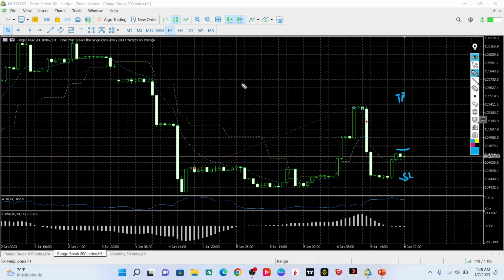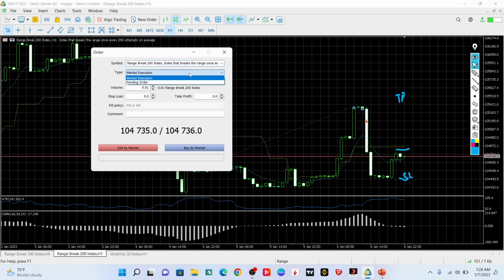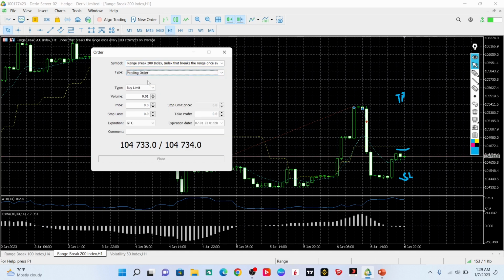So you press F9 to get the menu for trading. So F9, you get this order panel. You go to type of the market you want to place. You want to place a pending order. So this order will be filled if the price reaches that level. This is going to be a buy stop order. If you don't remember these orders, please go back and watch a video about these orders. It's a buy stop order.